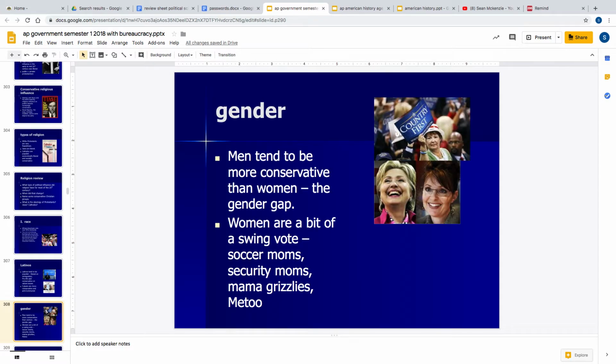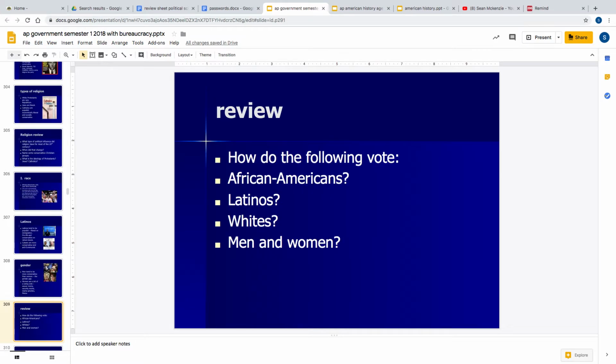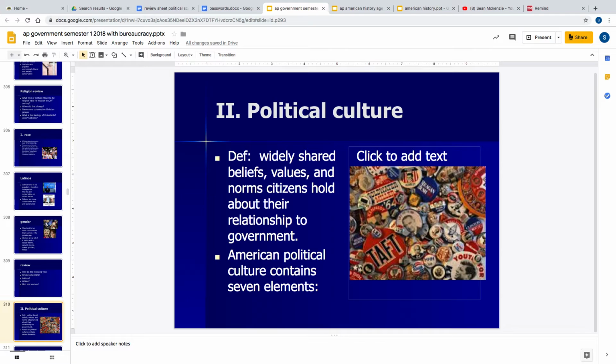Men are more conservative than women. That's the gender gap. Women are kind of a swing vote. Most recently in the midterms, you had suburban women. That's the real swing vote in the presidential election this time. So are swing voters or suburban women going to be offended by Elizabeth Warren's comments on gay marriage and heterosexual marriage? Okay, so then we don't do that. That is not on our test.